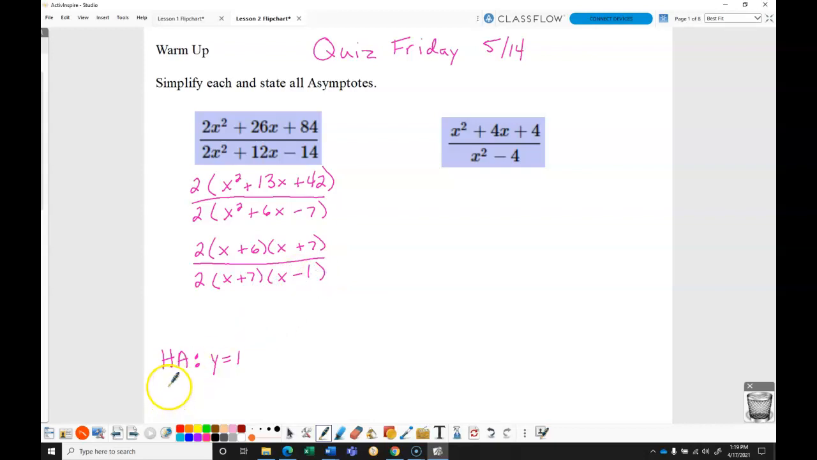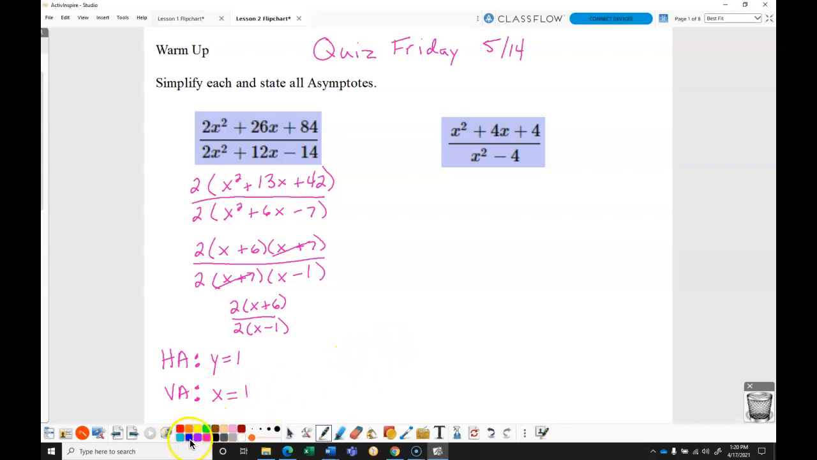Okay, so the vertical asymptotes are going to happen after we simplify. If you wanted to pull out the domain, this would be the stage you would do it. But let's go ahead and simplify. And we've got 2 times x plus 6 over 2 times x minus 1. So the vertical asymptote comes from the denominator here, and it says that x equals positive 1.